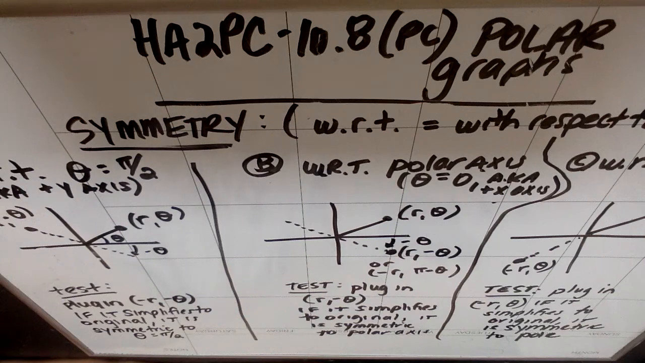This is Honors Algebra 2 Pre-Calculus. We're doing 10.8 in Pre-Calc, which is graphing in polar. So this entire video is going to talk about symmetry. I'm using the abbreviation WRT to mean with respect to.